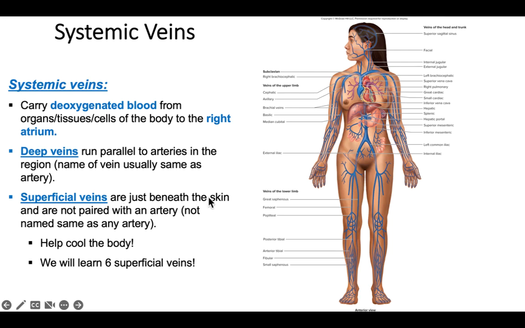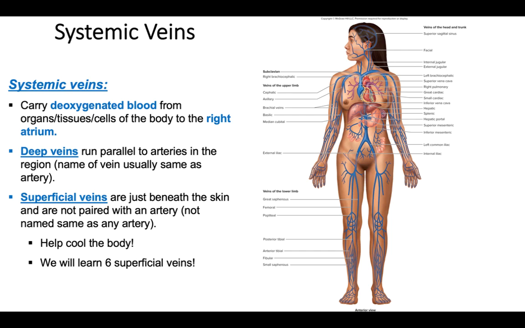The second set of veins are called superficial veins, and that's because they're lying just beneath the skin, so they're more superficial, and they're not paired with an artery. So for the superficial veins, we need to come up with other names. We're going to learn 6 of these superficial veins. They're the bigger ones, but there's a lot of other smaller superficial veins.